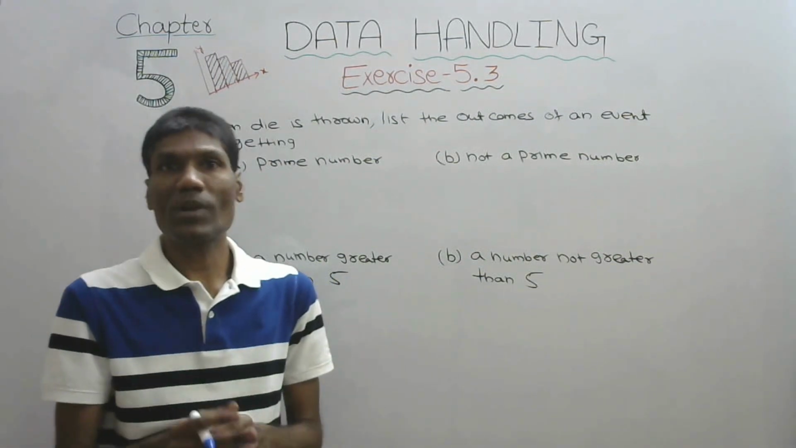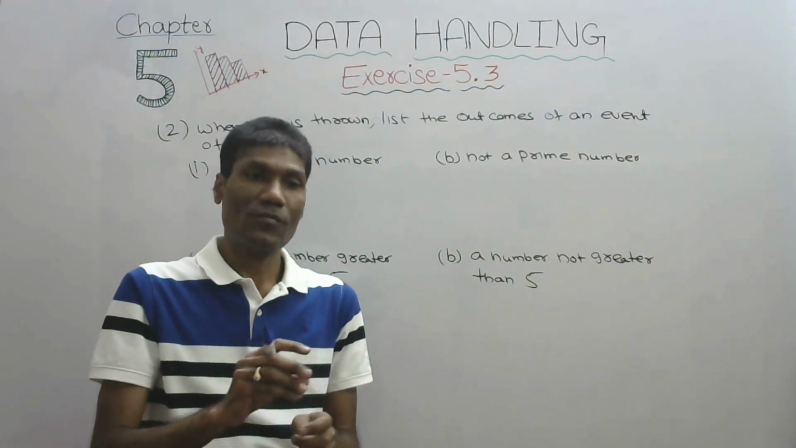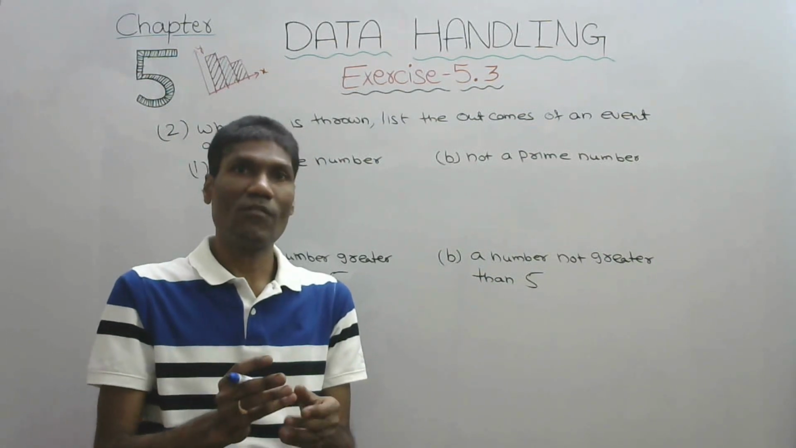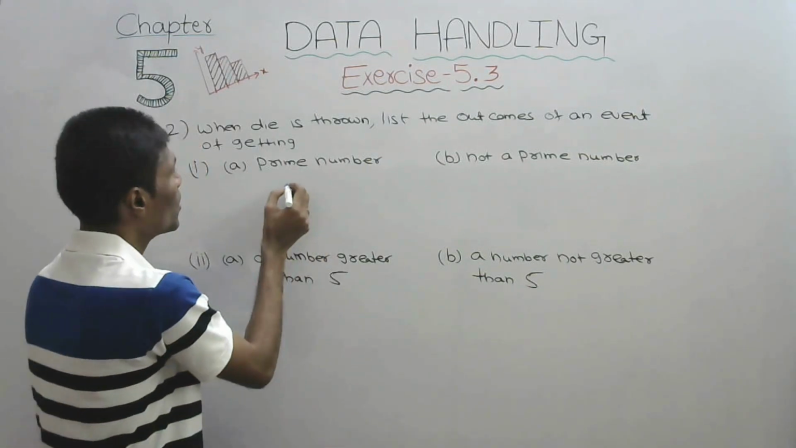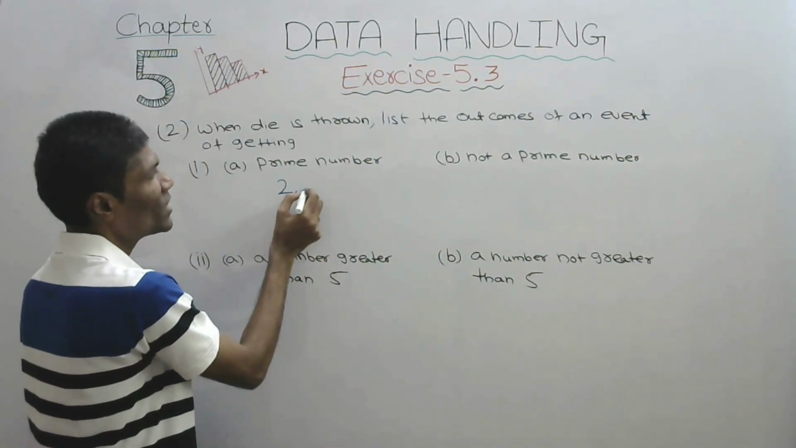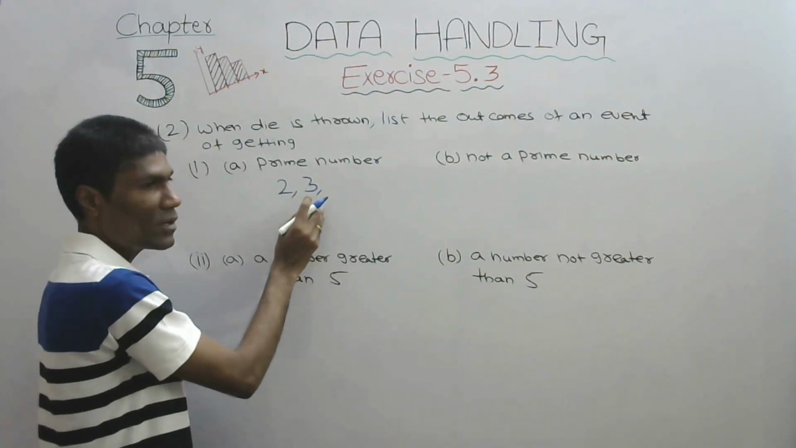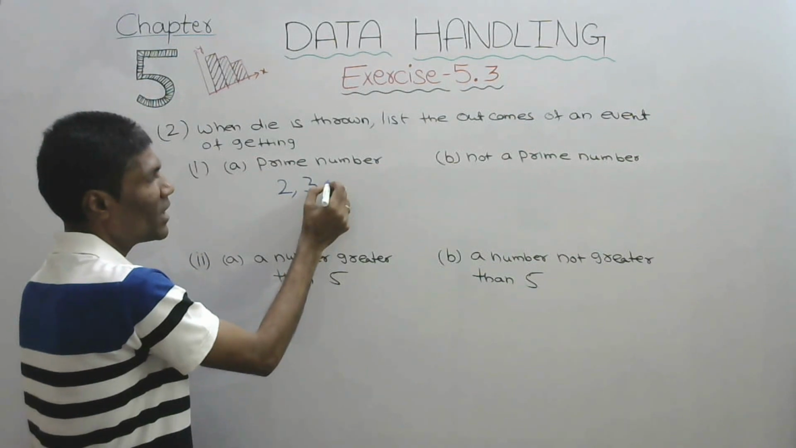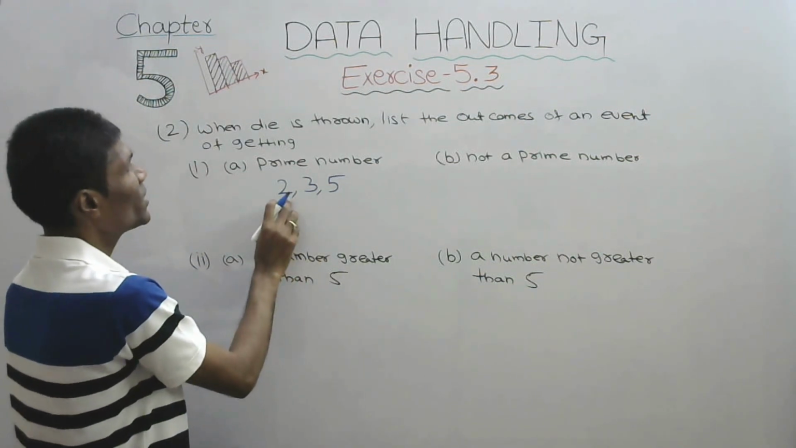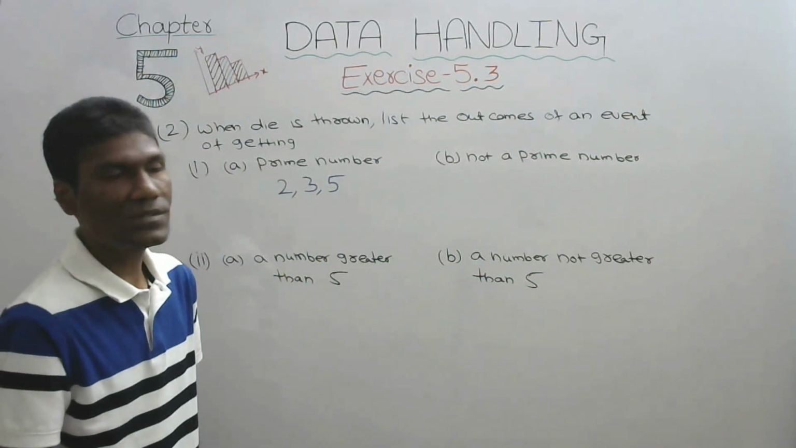So, what are prime numbers? From this 1 to 6, 1, is it a prime number? No. So, the answer would be 2. 3, is it a prime number? Yes. 4, is it a prime number? No. 5, prime number? Yes. So, these are the prime numbers.